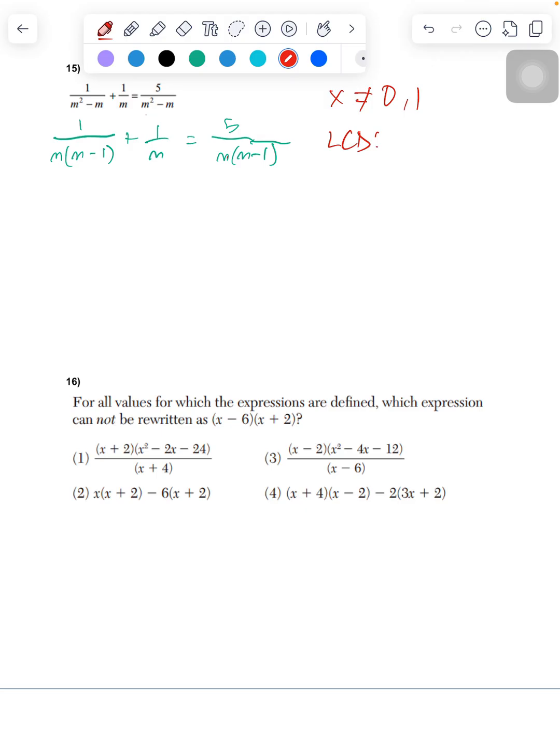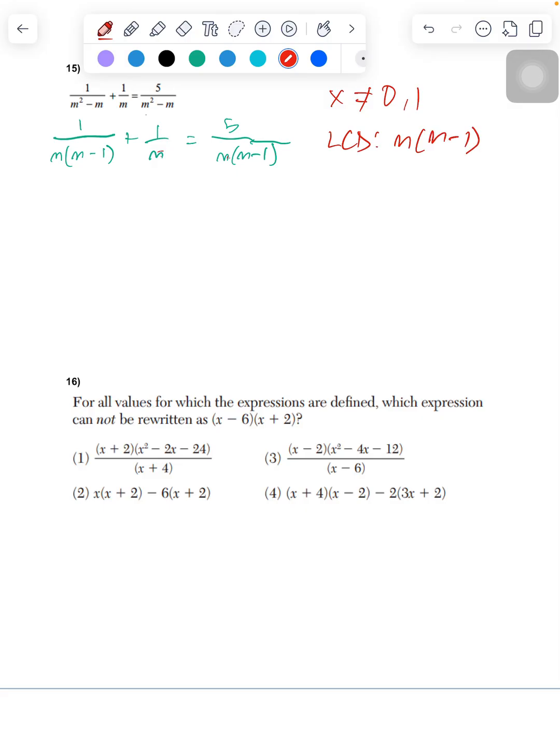So this thing already has an m. And this thing is missing m minus 1. So I don't have to multiply this by m again because it already has m as a factor. This one is missing what? This one is missing m minus 1. So my LCD is m times m minus 1.